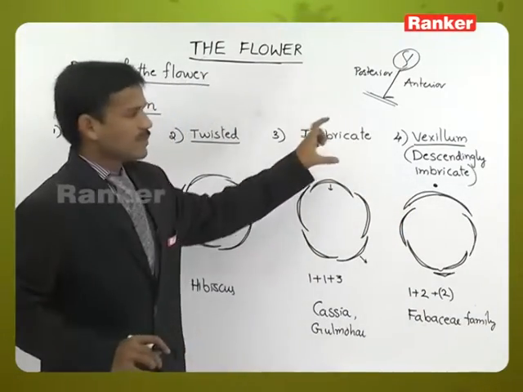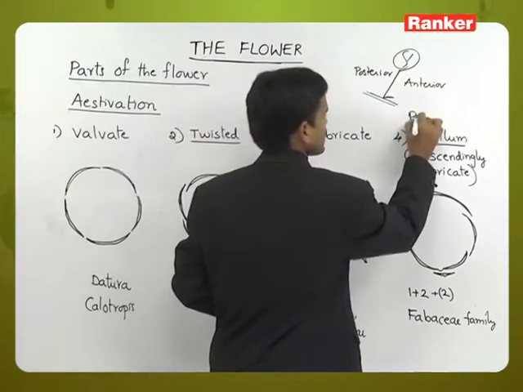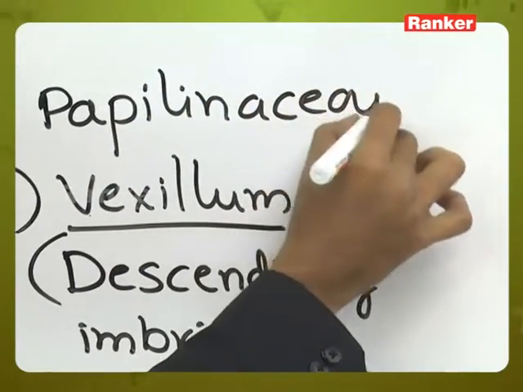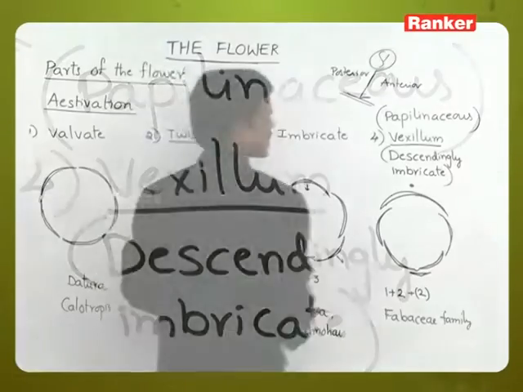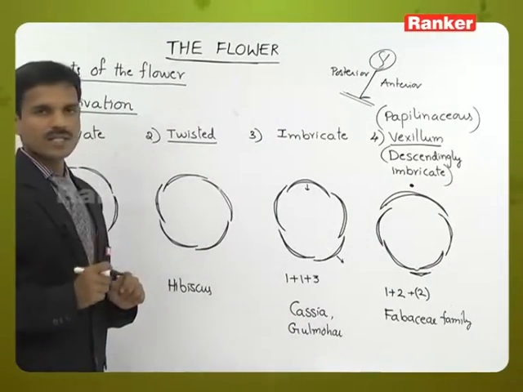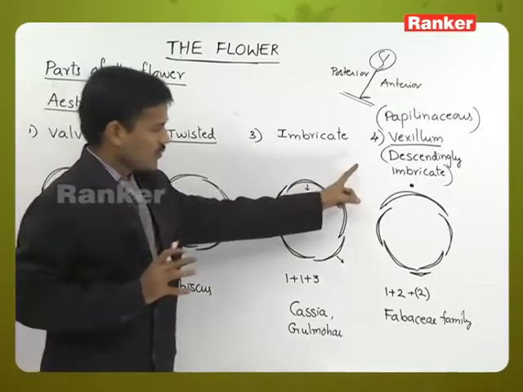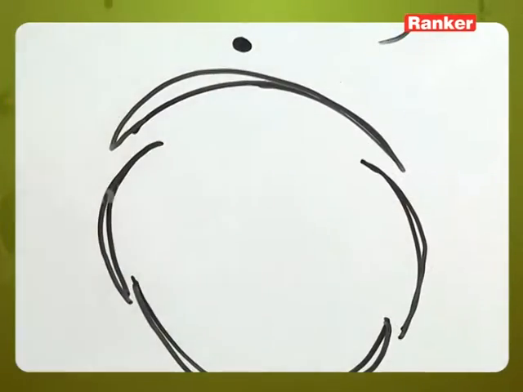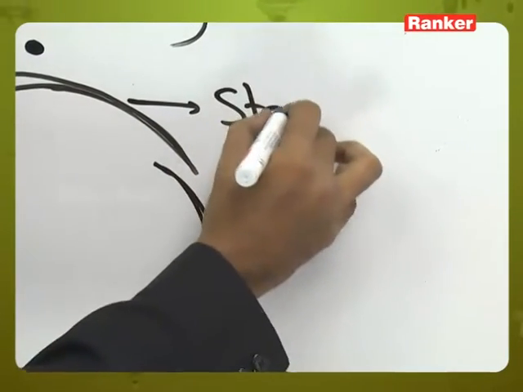Here the vexillum type of aestivation is also called papilionaceous aestivation. Papilionaceous aestivation, or vexillum type of aestivation, or descendingly imbricate type of aestivation. So in this, a total of 5 petals are there. The posterior petal is called the standard petal. It is the standard petal.